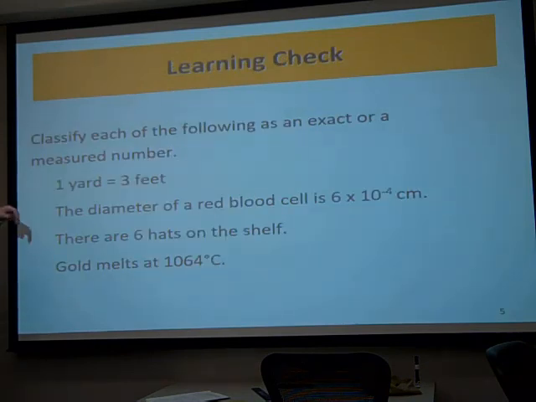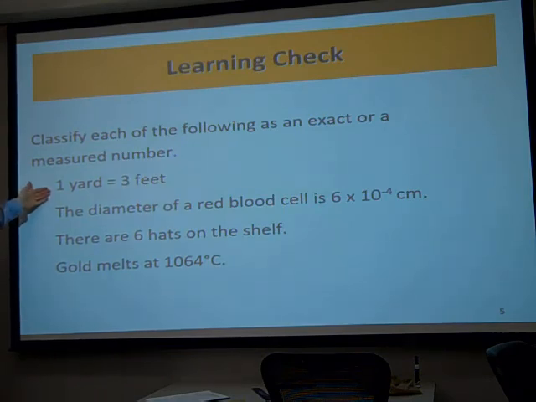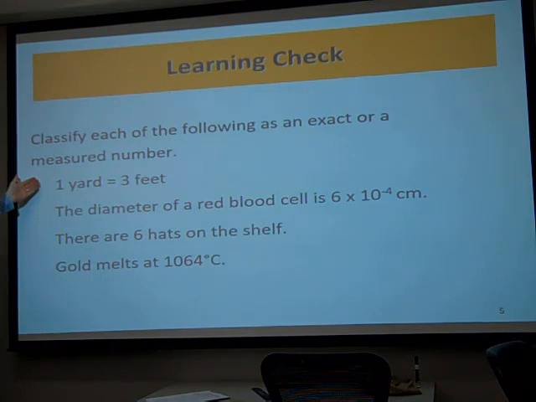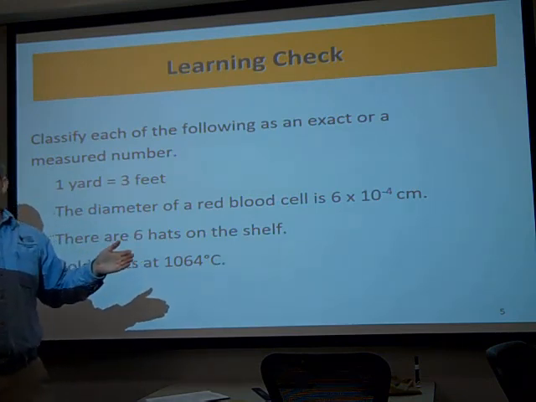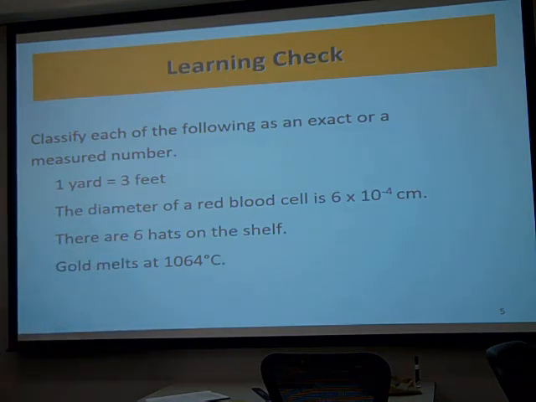Alright. So let's classify each of these as exact or measured. 1 yard equals 3 feet. Is that exact or is it a measured number? It's exact, a definition. The diameter of a red blood cell is 6 times 10 to the negative 4 centimeters. That's measured. You have to measure the diameter of a blood cell. You have to compare it to a standard. There are 6 hats on a shelf. Exact. Gold melts at 1064 degrees Celsius. Measured. You have to measure the temperature. Alright, cool.